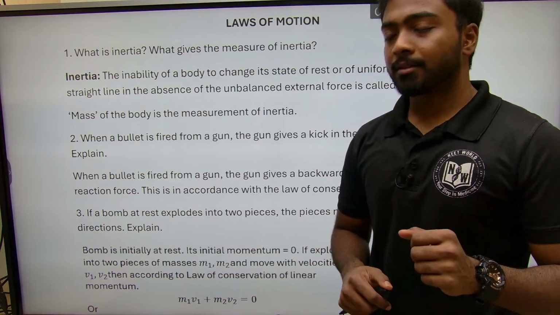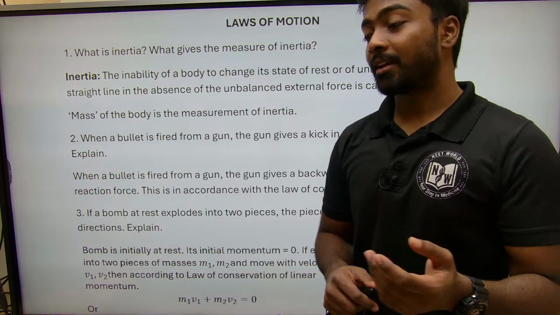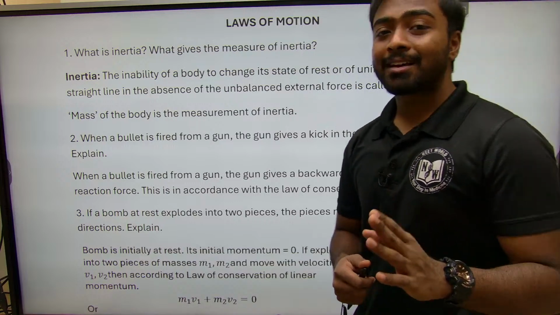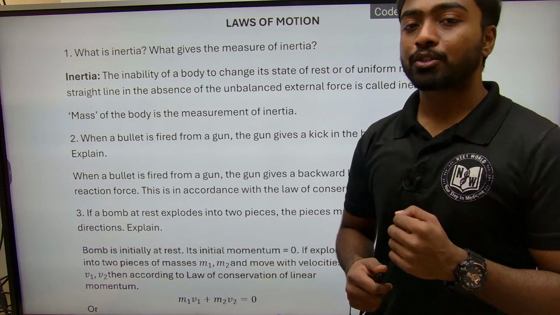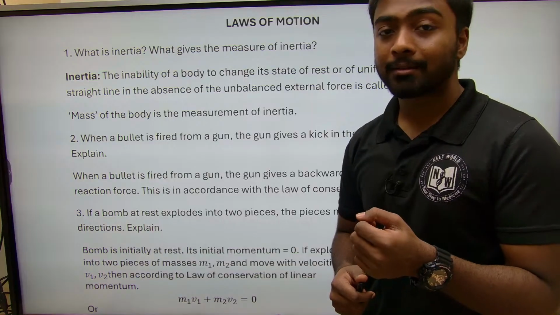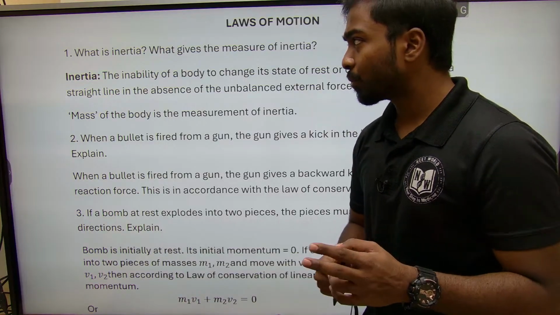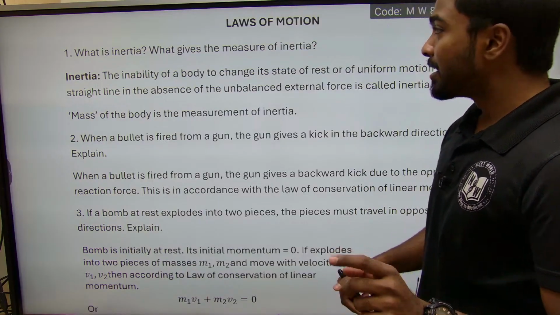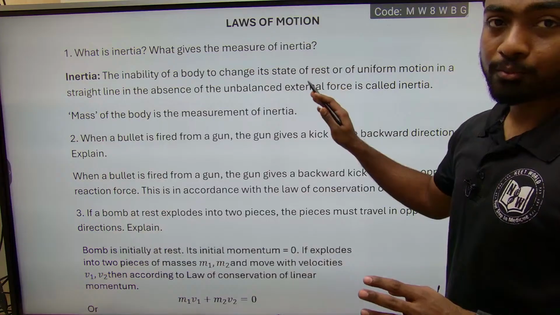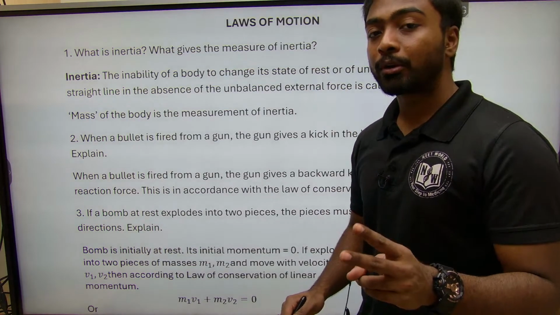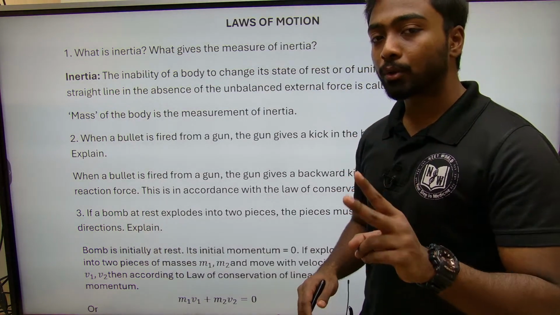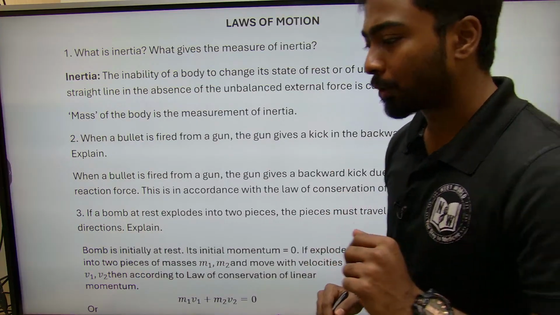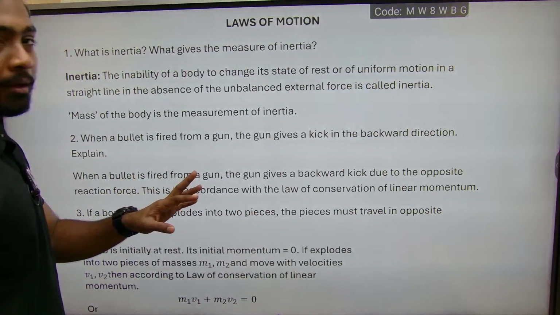So yes, we are meeting after a long time, like 3-4 days, right? Today's class we are going to concentrate on the very short answer questions, VSAQs, in class 11th IPE physics. The lesson name is laws of motion, and the next lesson we are going to see is work, energy, power. So let's go into the topic first.